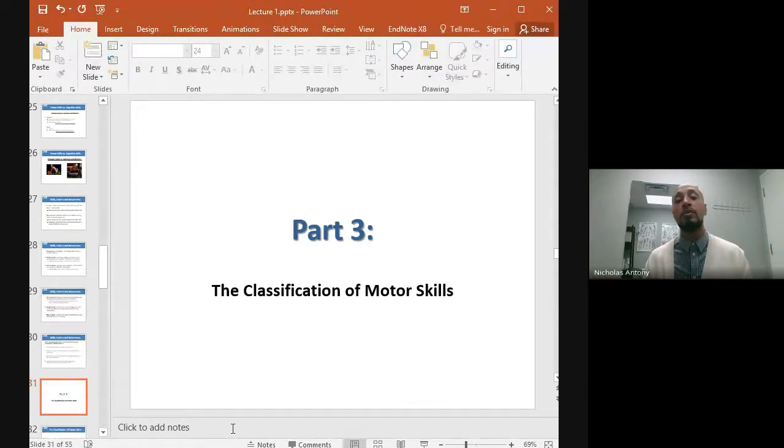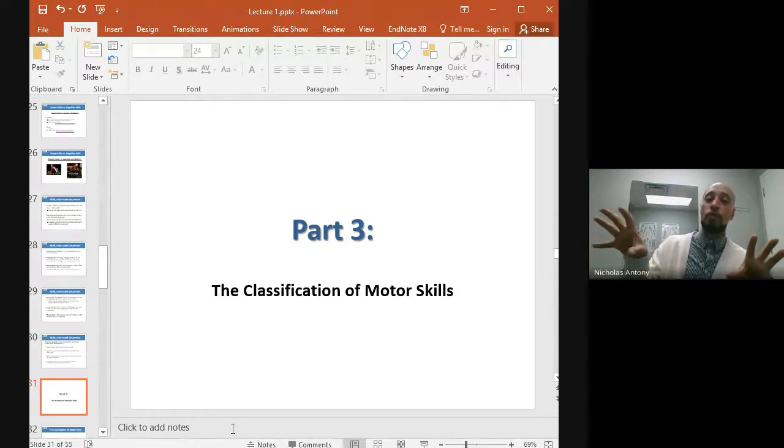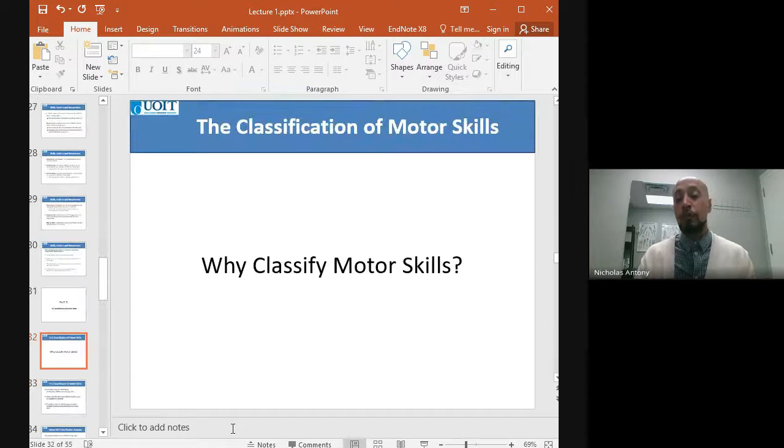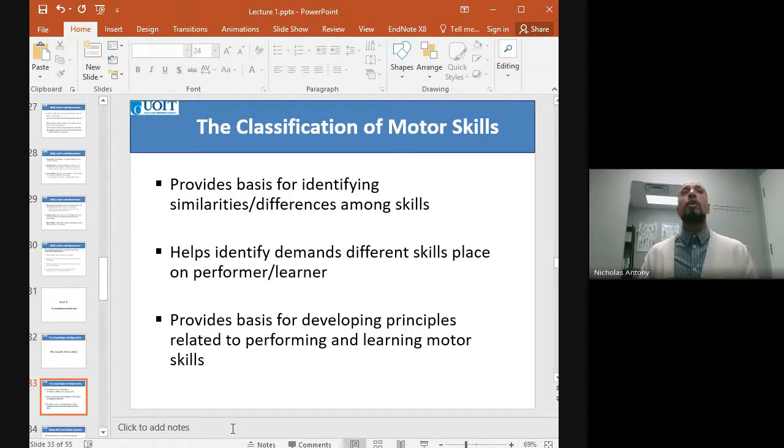And so what they first had to do was try to figure out a way to classify different types of motor skills. So this type of motor skill is controlled this way. This type of motor skill is controlled this way. And so the initial way to do that was one-dimensional systems. That is what we're going to talk about now.